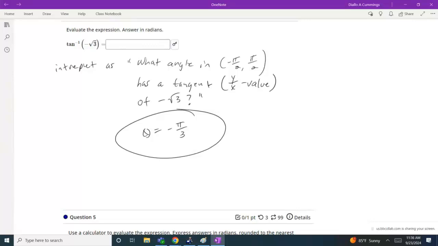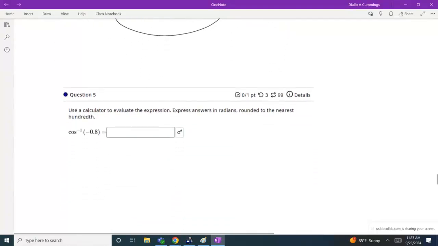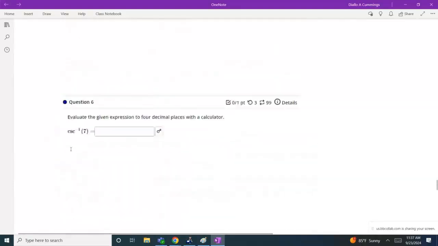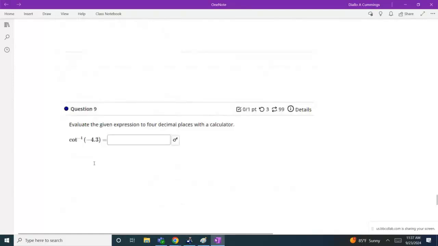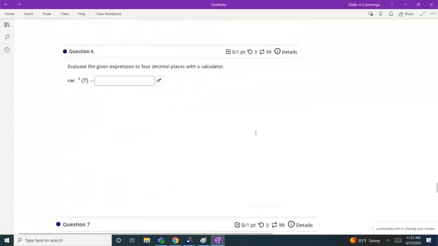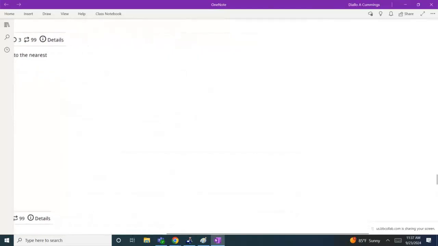All right, so any questions about finding inverse of sine, cosine, or tangent? Now, in the next set of problems, they ask you to find, let's say, the cosecant and, well, the arc cosecant and the arc secant, as well as like the arc cotangent, but they ask you to use a calculator. So since we're using the calculator, here are some formulas.